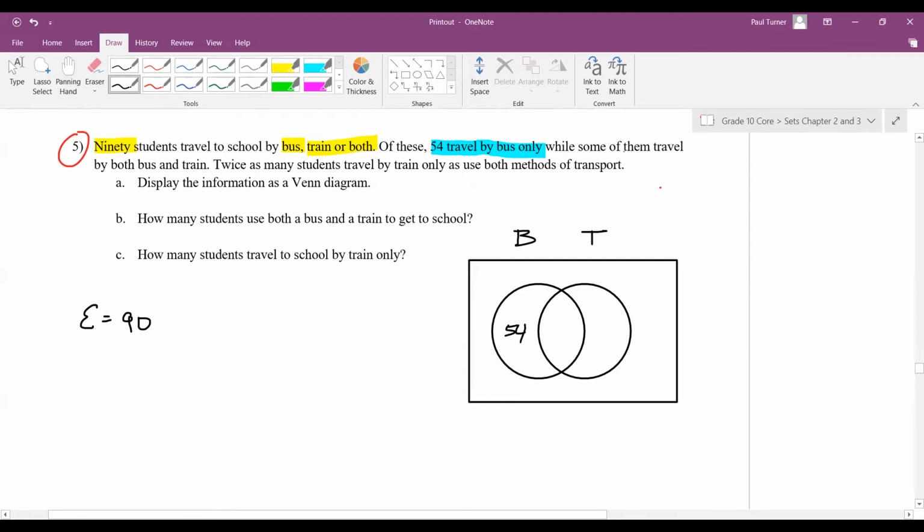While some of them travel by bus and train. So some of them travel both, but we don't know how many, do we? All right, so call that X. And we would put X in the middle because that's bus and train, some people.